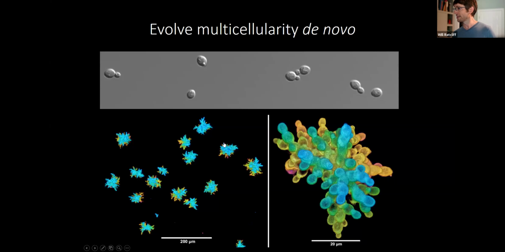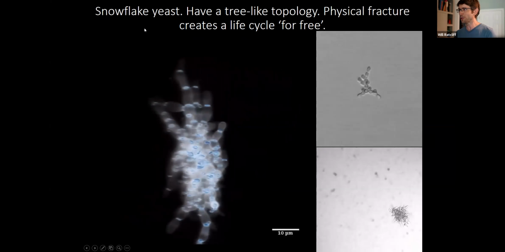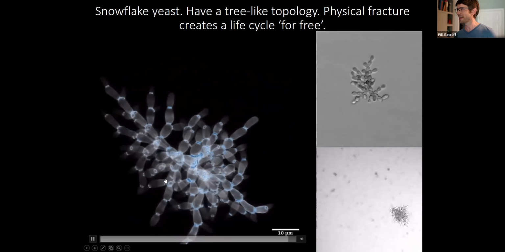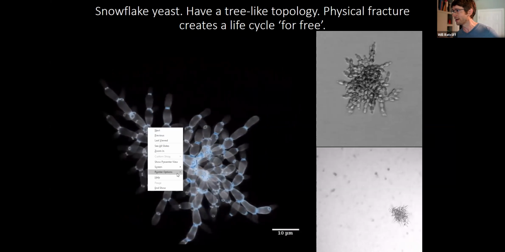Got it. I approve. So snowflake yeast are cool in that they have a nice little fractal growth form. I don't know if you can see my mouse. I assume you can. They have this cool sort of branchy tree. You can't? Okay, hold on. Let me go to laser pointer. They have a sort of branchy growth form, tree-like growth form.